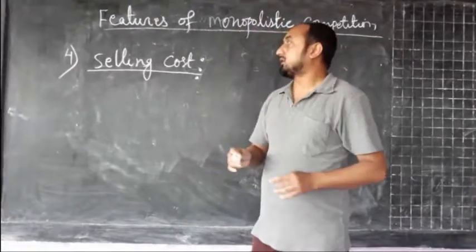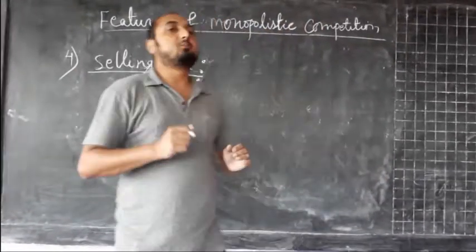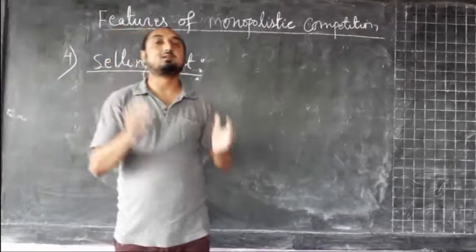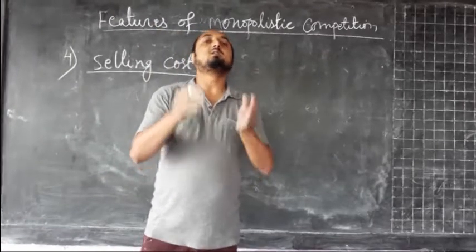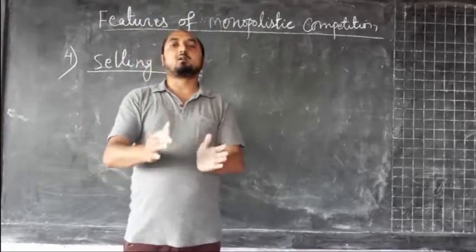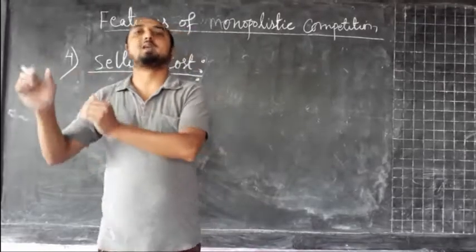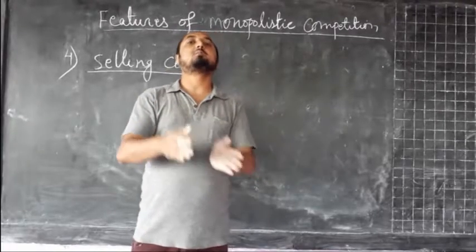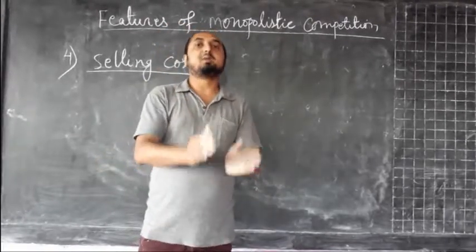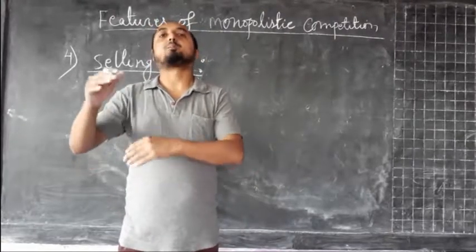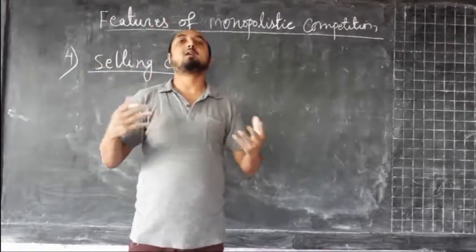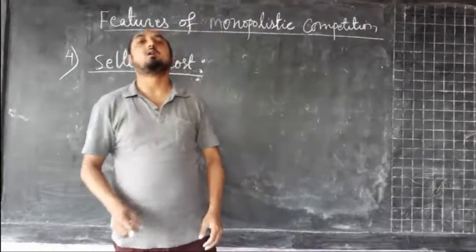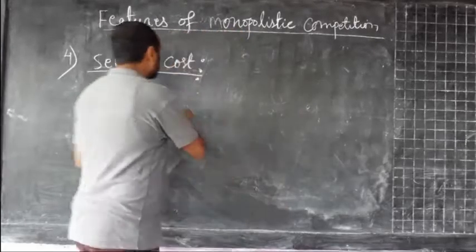Okay, so the fourth important feature of monopolistic competition is the presence of selling cost. So you have to understand what selling cost is. Selling cost is the expenditure incurred by a firm to promote its sale. Okay, what is selling cost? Selling cost is the expenditure made by a firm to promote their sales through various measures. So what are those various measures? I'll give one example, like advertisement.